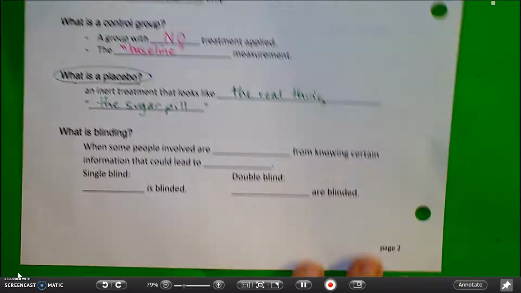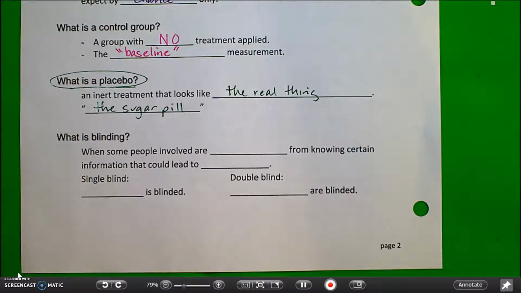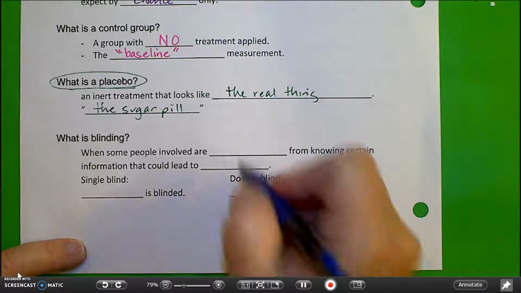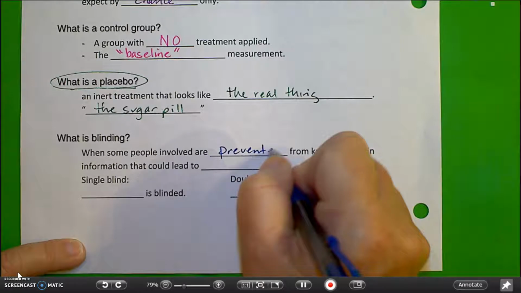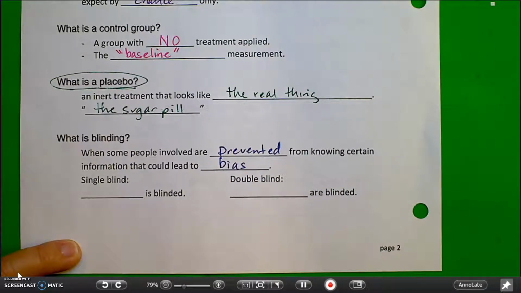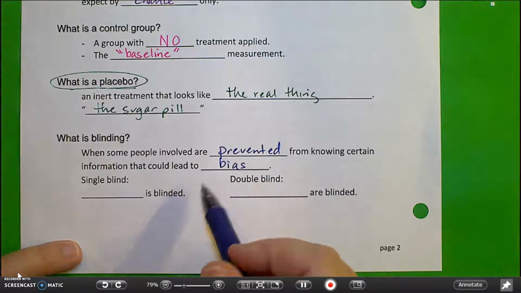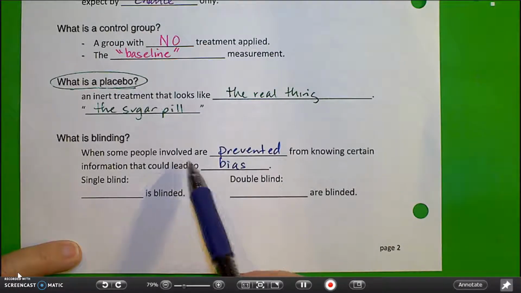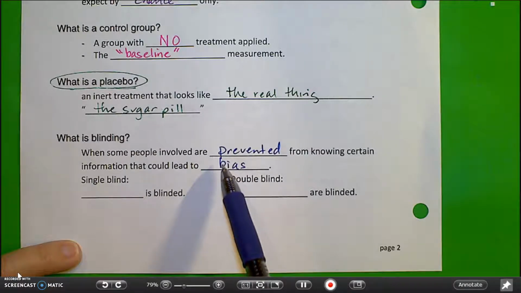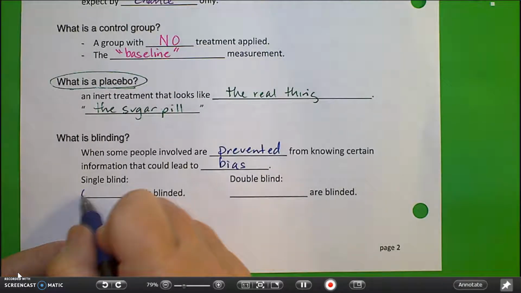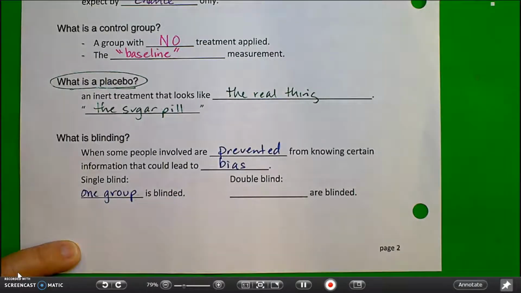Our last vocabulary word on this page is blinding. Blinding is when some of the people involved are prevented from knowing information that could lead to bias in your study. It's related to a placebo, but it goes beyond that. You might want your subjects to not know what level of treatment they're receiving. That would be the case of a single blind study, where one group is blinded, say your subjects are blinded from knowing what treatment level they're receiving.